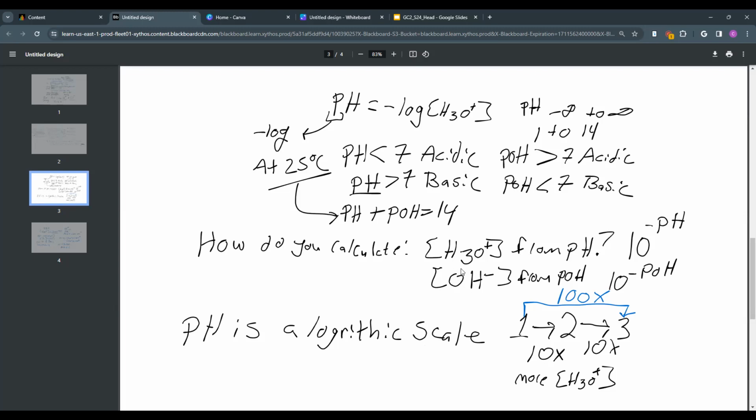And so what if we're given a pH or a pOH? How do we calculate the actual concentrations? You do 10 to the power of negative pH or 10 to the power of negative pOH. Also, remember pH is a logarithmic scale. I actually drew it wrong. I should go 3 to 2 to 1. As your numbers drop by 1, you are 10 times more acidic. And so a pH of 1 is 100 times more acidic than a pH of 3.